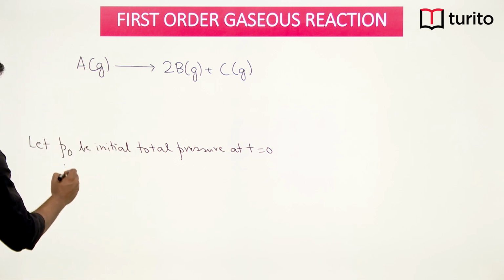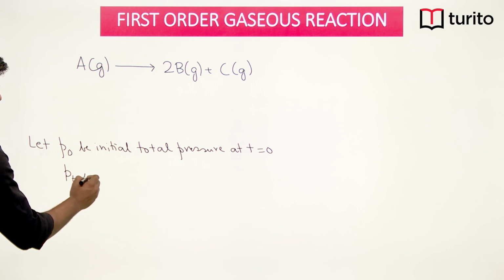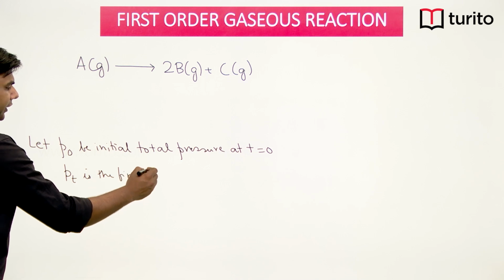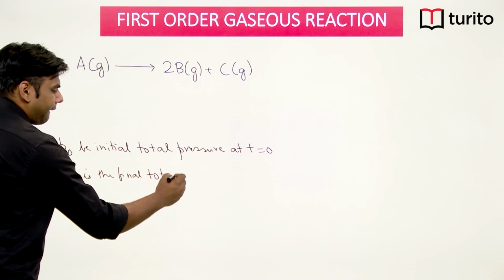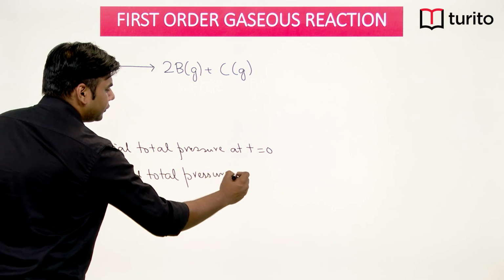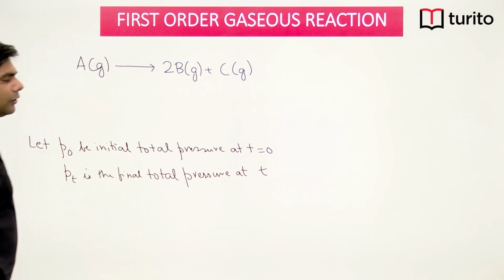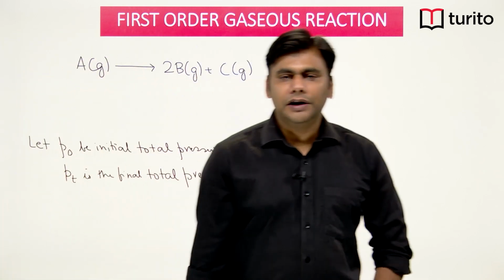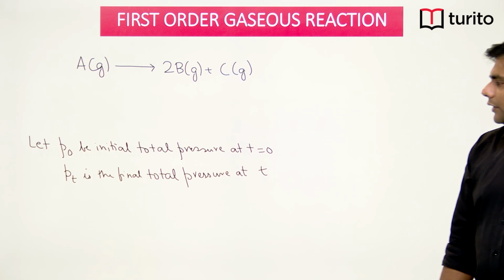Now suppose it has been given that Pt is the final total pressure at some time t. We have to write its first order kinetic equation in terms of pressures P naught and Pt. So just try to solve this.